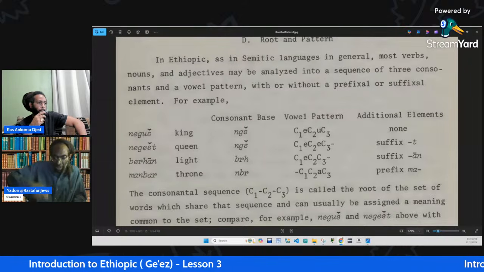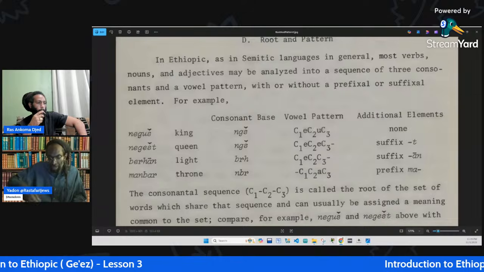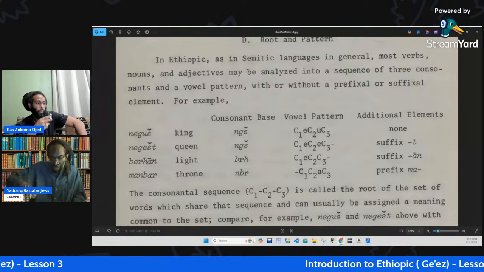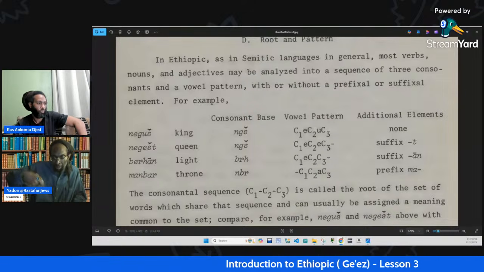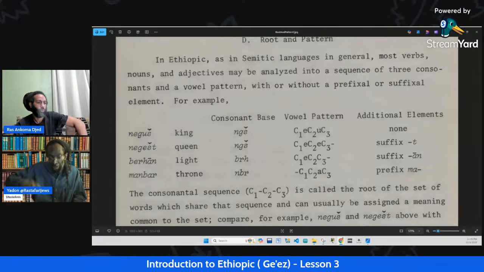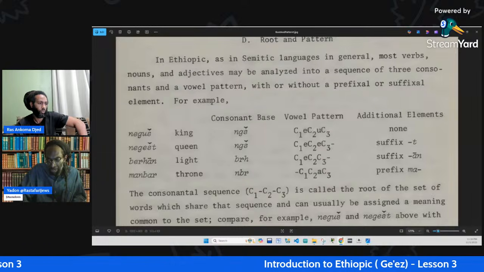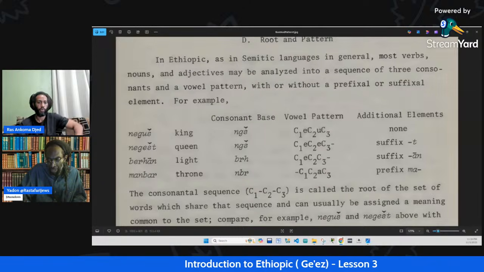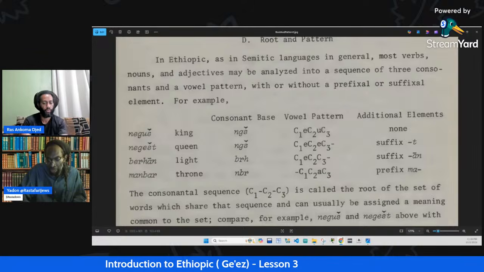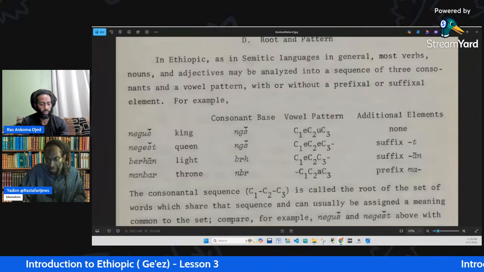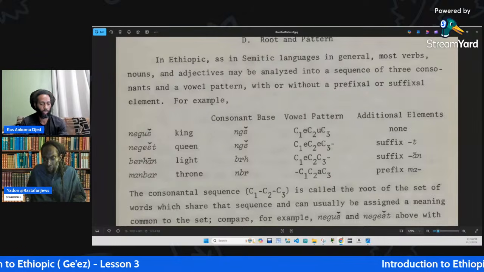Here we have the neber root now with the ma, or rather the me, right? To make menber. So we have the hyphen, which is for the prefix in the front. Then we have the C1 is the N, right? And notice that the N, notice there's no vowel there.